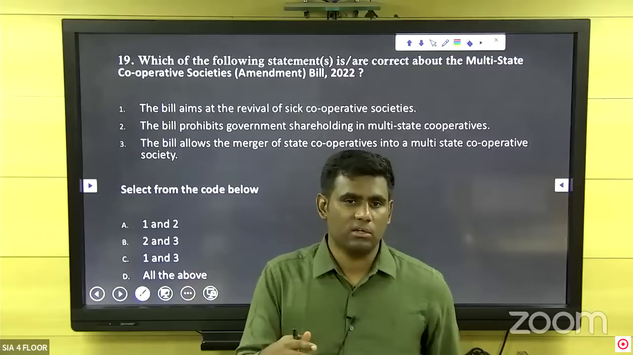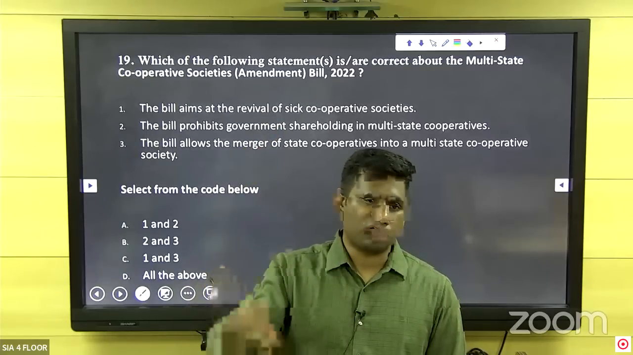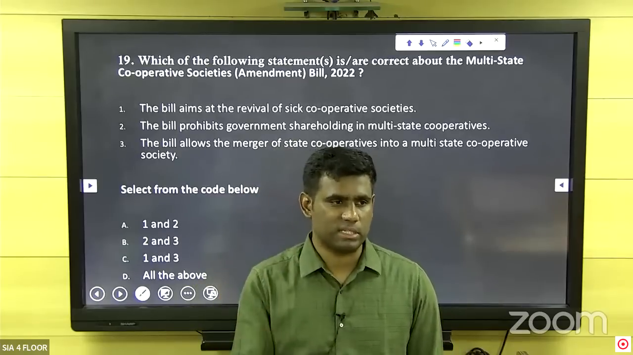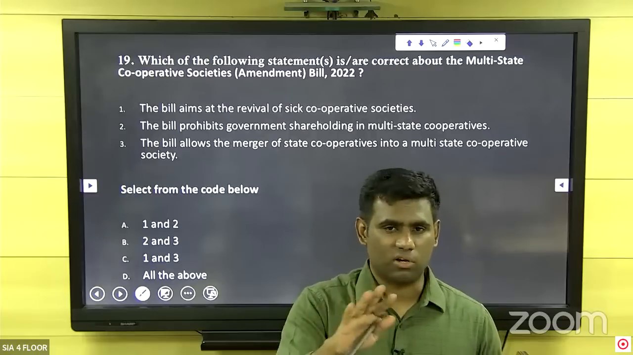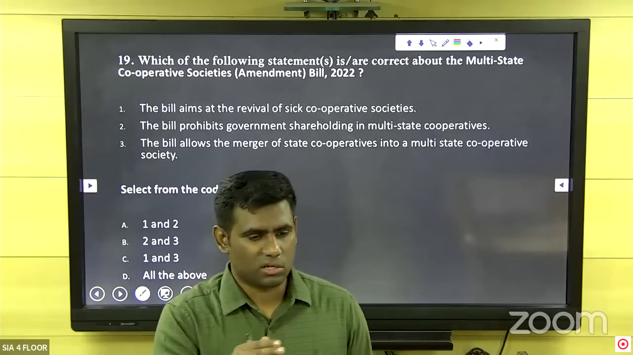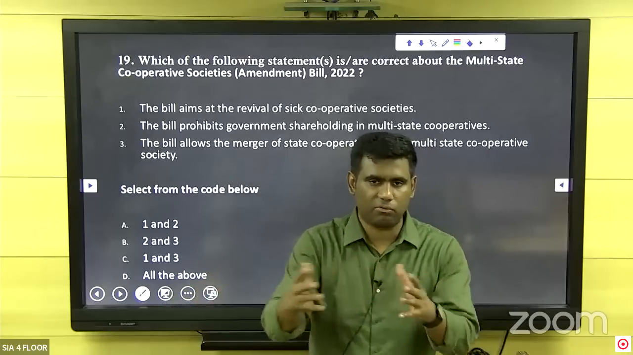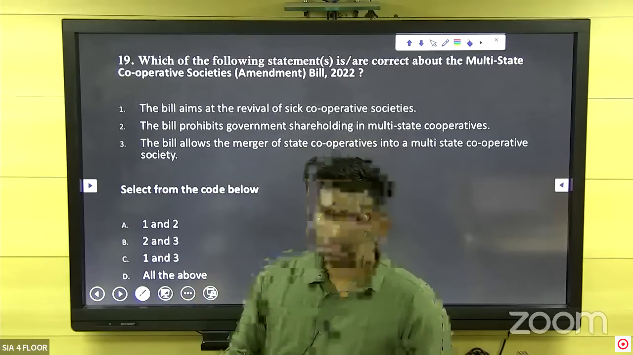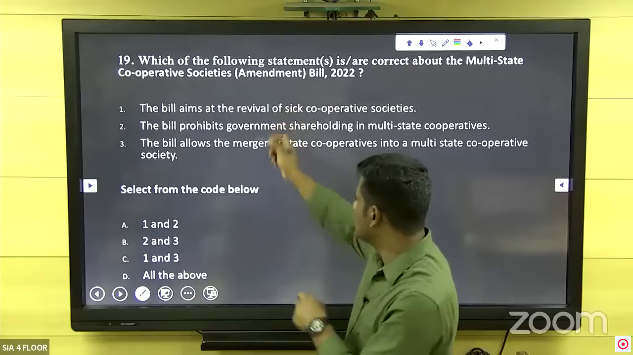Whichever is lower? For example, for Amul, 1 crore is very little. 1% of its profits might itself come to 15, 20 crores. So whichever is higher, not lower: 1% of its annual profits, or 1 crore. Whichever is higher, all the multi-state cooperatives must pool and form a fund. That fund will be used to support all the weak cooperatives. So that is one objective of this bill.